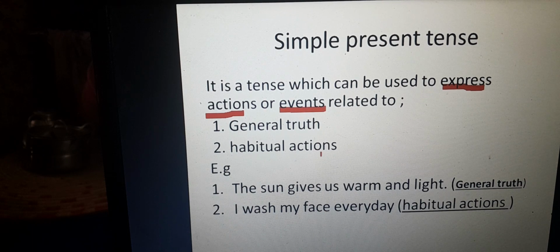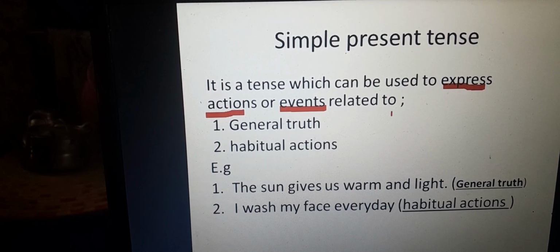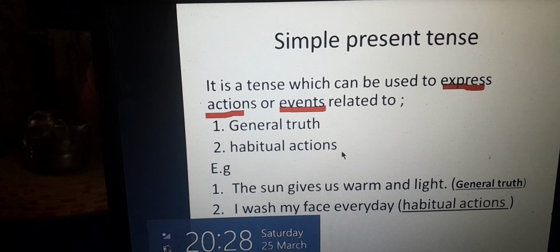For example, the sun rises in the east. So this is a general truth. No one is going to deny these facts, and this and other general truth ideas can be expressed by using simple present tense. So general truth is one thing that can be expressed using simple present tense, and you should know this fact.